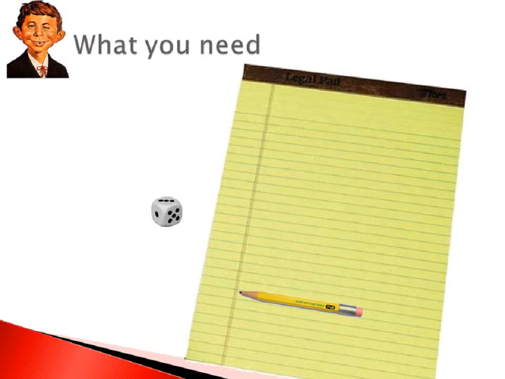Let's get started. In order to do this, you're going to need three things in front of you. You're going to need a die, a pencil, and a pad of paper. So pause this presentation until you get one of each of these things in front of you. Go ahead, pause it. I'll still be here when you get back. Okay, so hopefully you've gotten all these things in front of you.